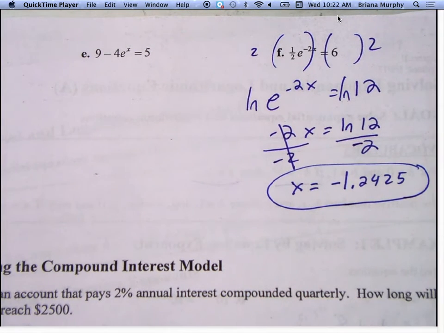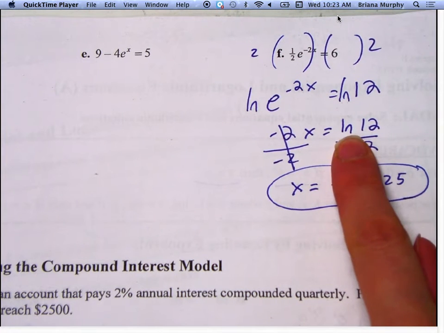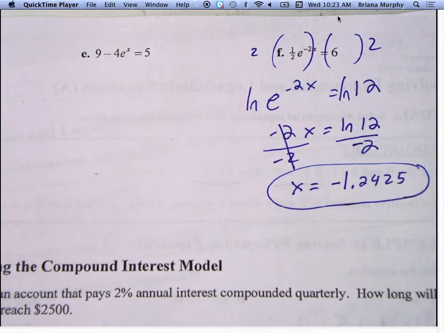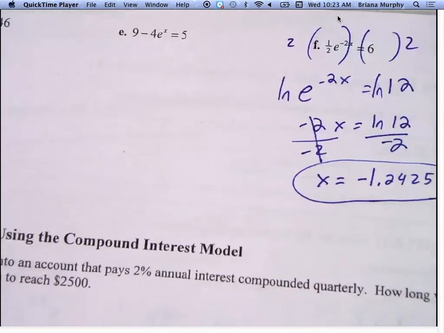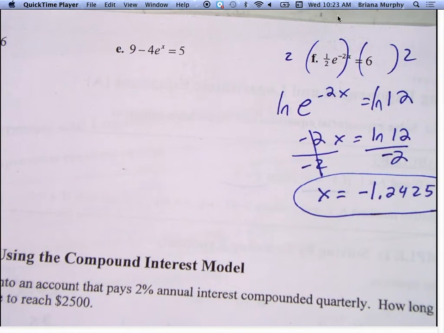So you would do inverse 12 divided by 2. This is not inverse. This is natural log of 12 divided by negative 2. But yes, you just stick that in the calculator. Correct. Okay, do D and E.